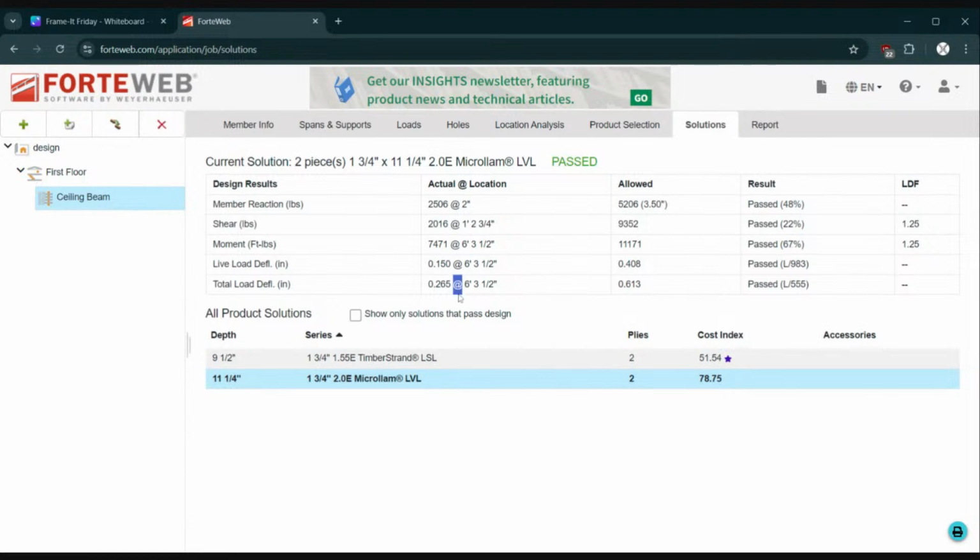See that 67%? And look at this. It's actually less likely to break, but it deflects more. See that? This is 0.26, the other one was 0.2. So you can bounce back and forth, choose different materials.